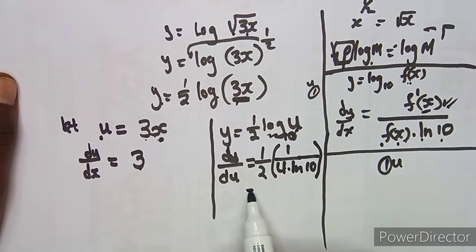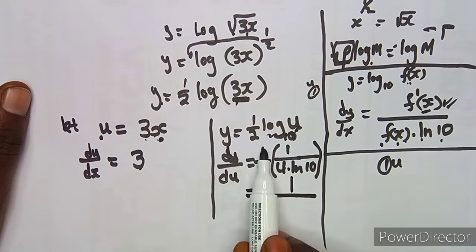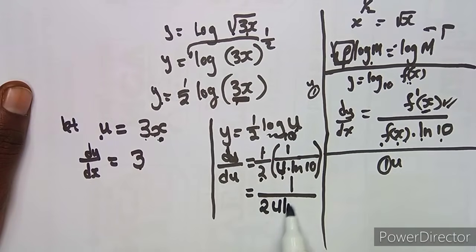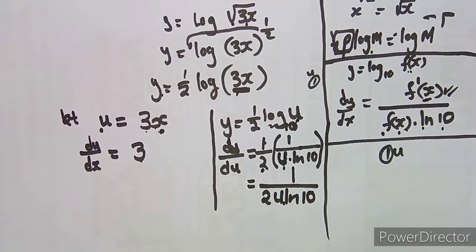So I can multiply this together: 1 times 1, which is a 1, then 2 times u. Take note, this is u. So 2 times u, that's 2u ln 10. This is what you're going to have. So it's going to be 2u ln 10. That is what you're supposed to write, guys. Take note.